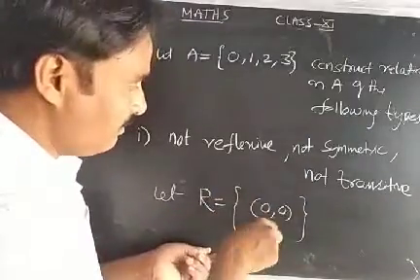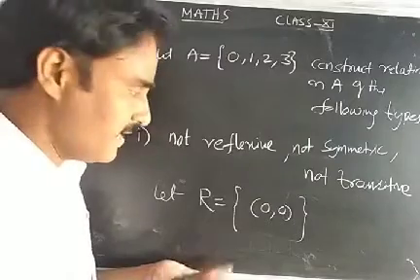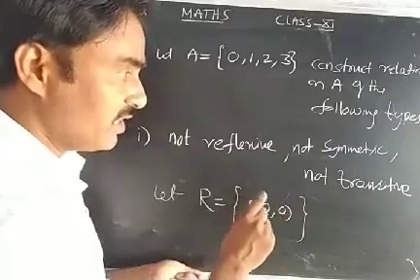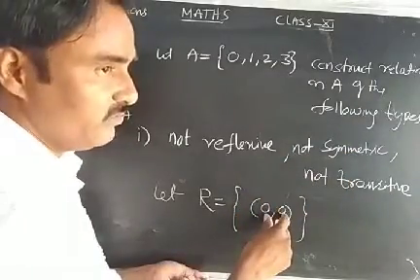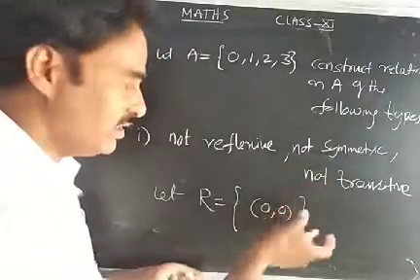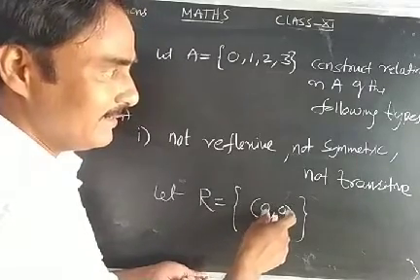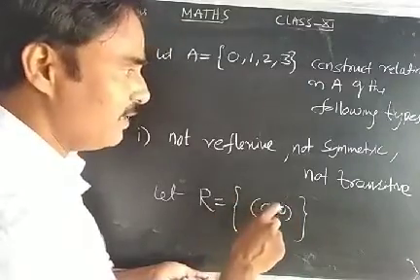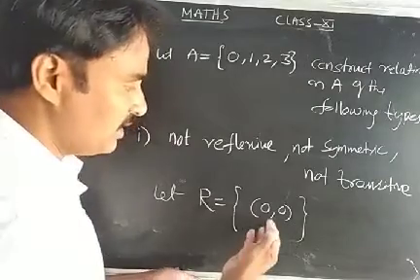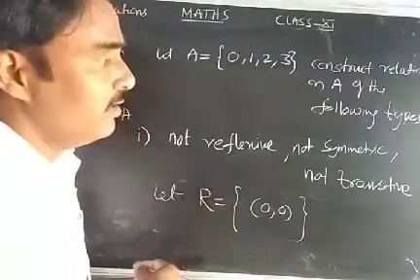At the same time, it should not be symmetric also. Is it symmetric? Yes, symmetric. Why? For which ordered pairs do we have to check symmetric? If the two elements are different. If the elements in the ordered pair are the same, no need to check the symmetric condition. Directly you can write it is symmetric. So there is no ordered pair in R such that A comma B belongs to R but B comma A does not belong to R. So it is symmetric. But I need non-symmetric.